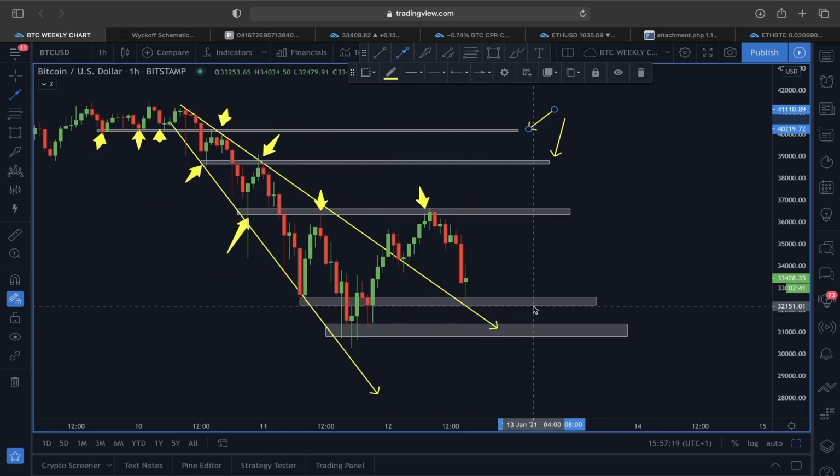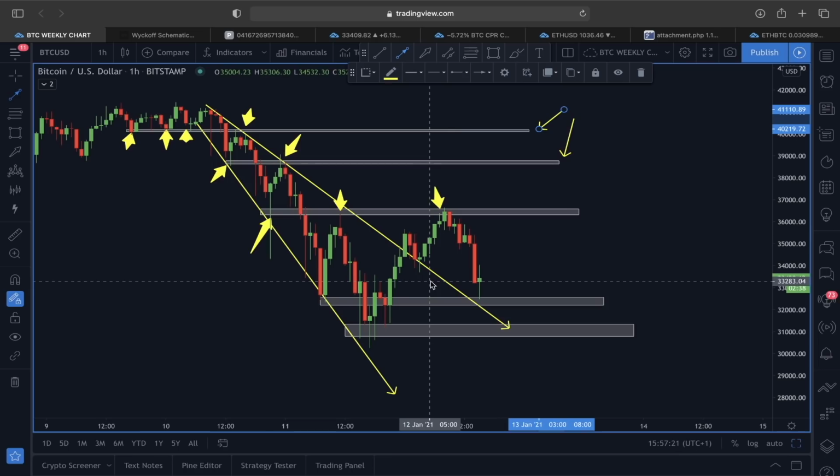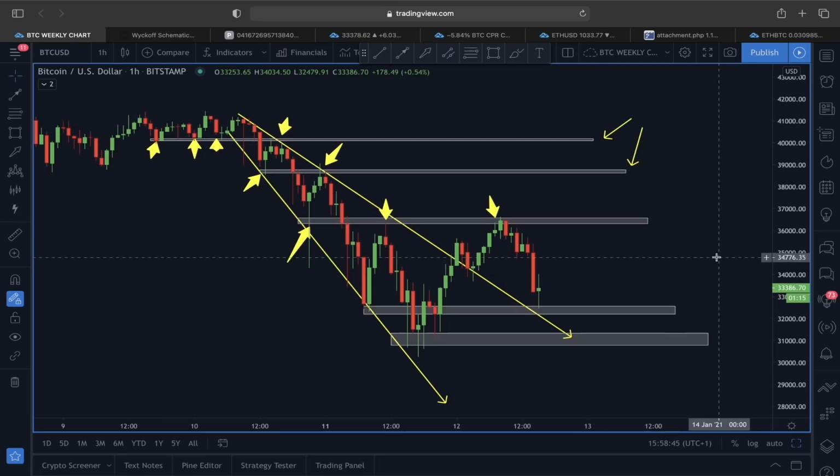So this is what I see right now looking at the price action of Bitcoin in a 4-hour time frame and also in an hourly time frame. Now let us also have a quick look at Ethereum price action today.